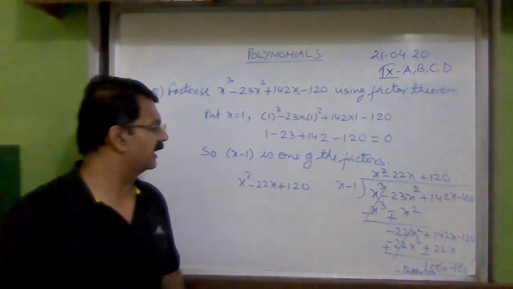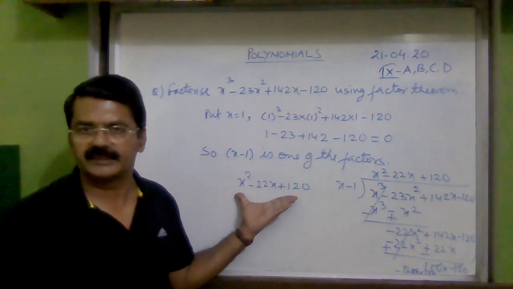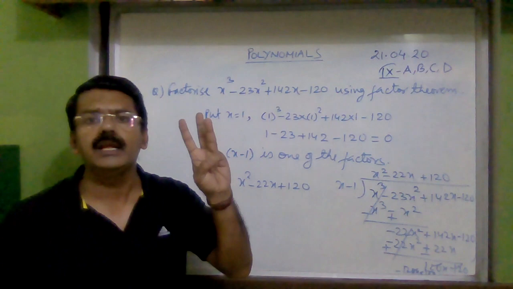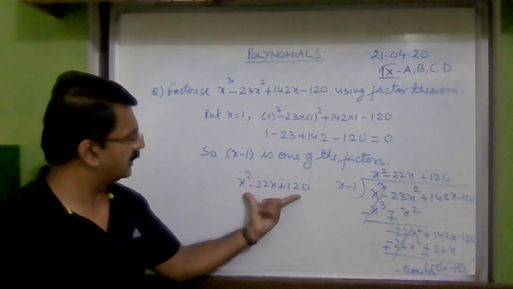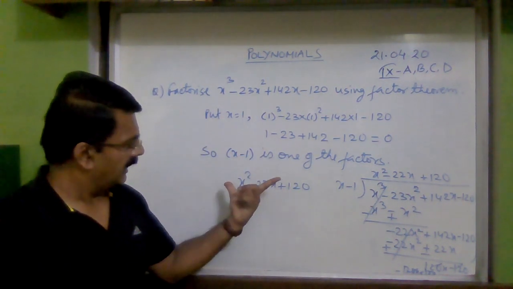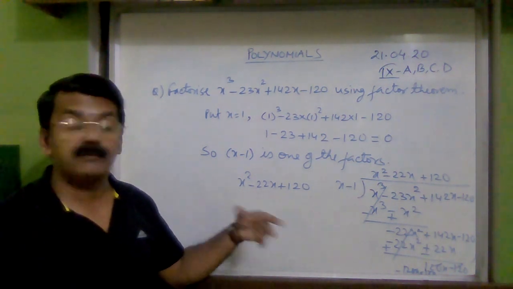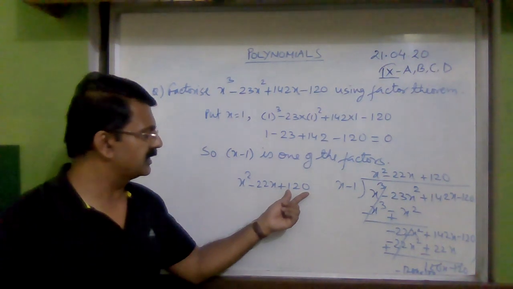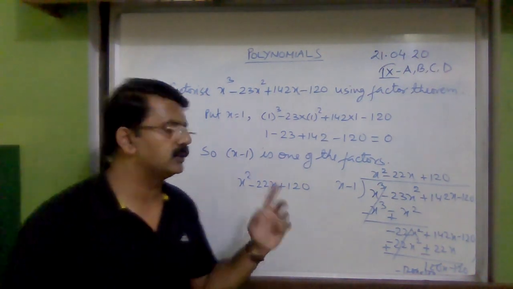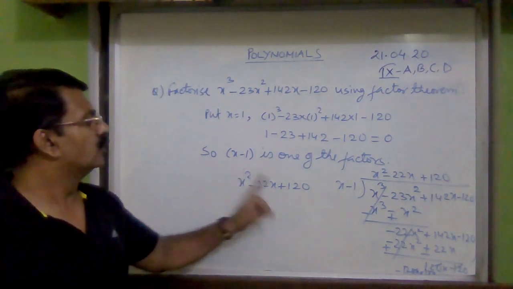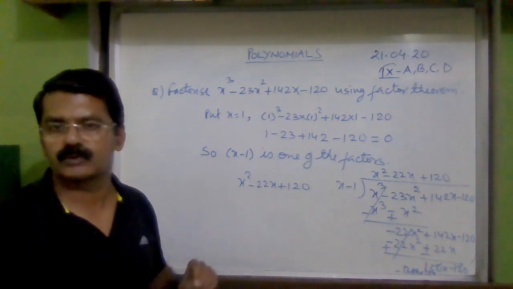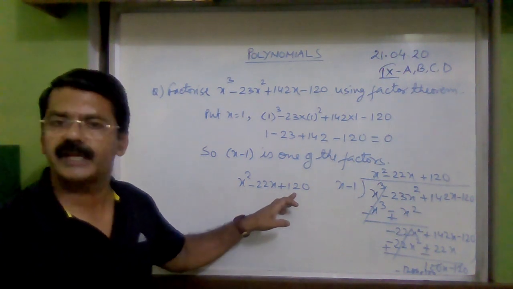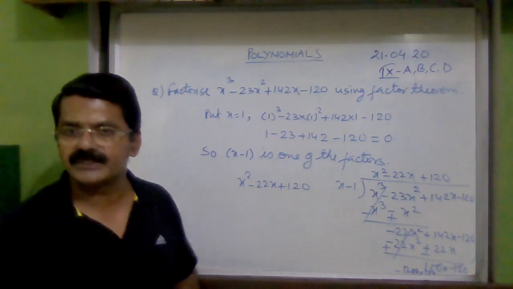Now as it is a quadratic expression, means it will have 2 factors. So 1 factor we have already obtained and then 2 factors from here, there will be in all 3 factors. Now this expression, this is a quadratic expression, so it can be factorized by splitting the middle term. So as the constant term is 120 and there is a positive sign, so you have to look for 2 numbers whose product is 120 and whose sum is 22. So undoubtedly it is 12 and 10 because 12 into 10 gives you 120 and 12 plus 10 is 22.